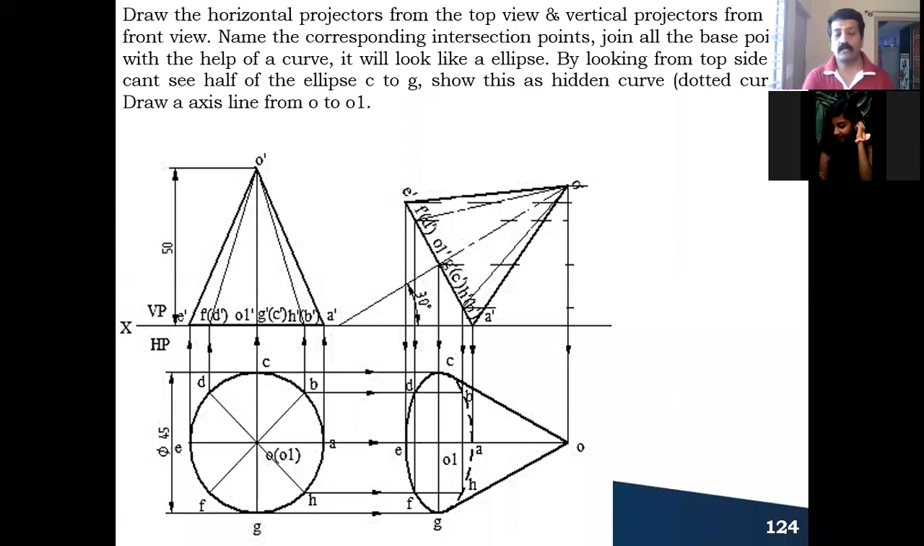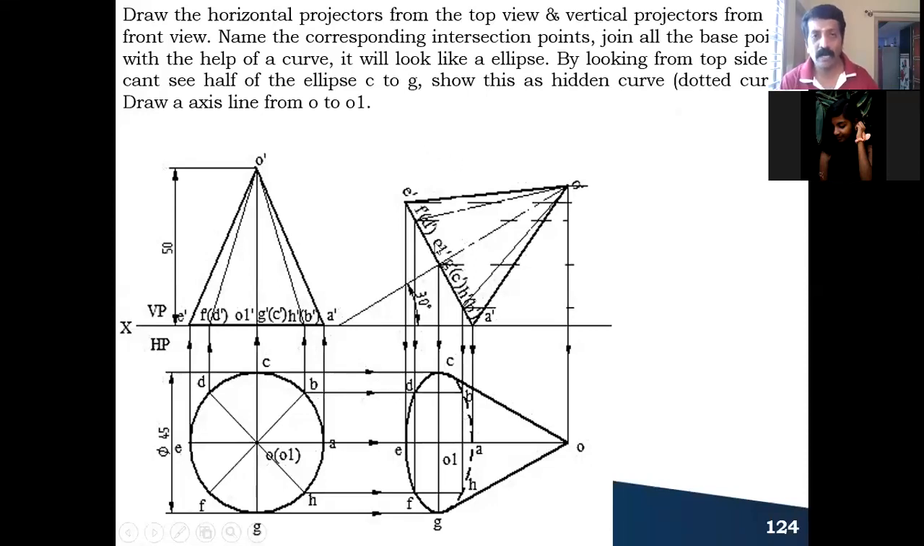Okay, so after getting all the points, and the cone is tilted like this, when you see from the top, it looks like an ellipse. In the circle also, when the circle is tilted, the circular line we have seen looks like an ellipse. And here this half of the ellipse you can see in the top view; the remaining half of this you cannot see. So that is what you have to represent. Join all these points with the help of a smooth curve so that it looks like a perfect ellipse.